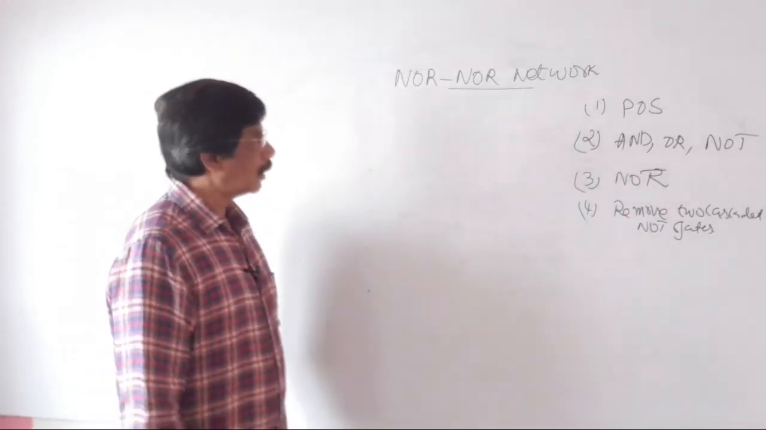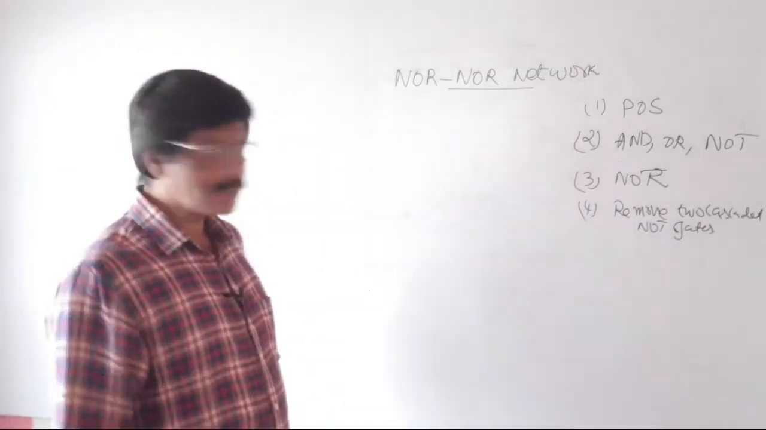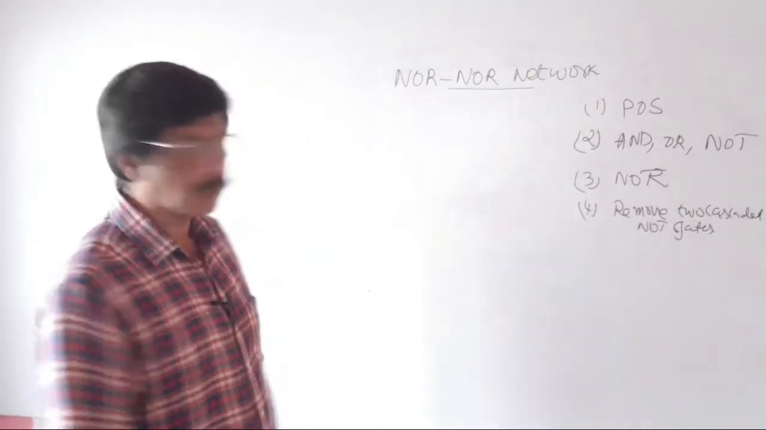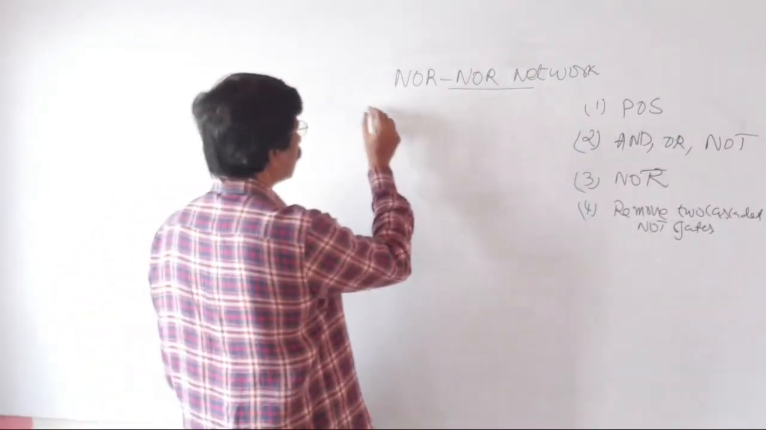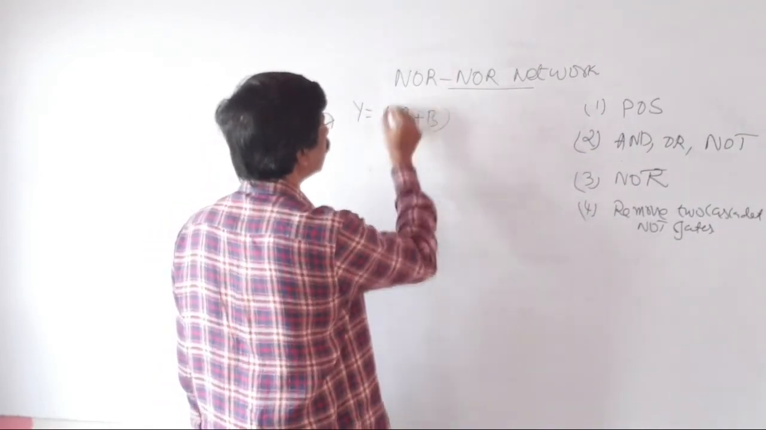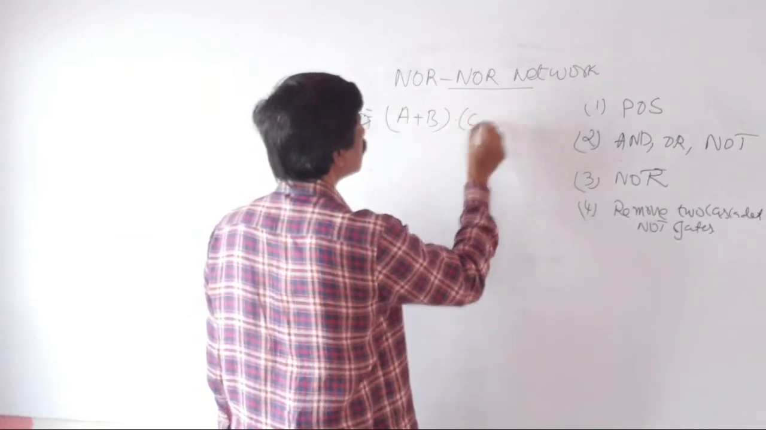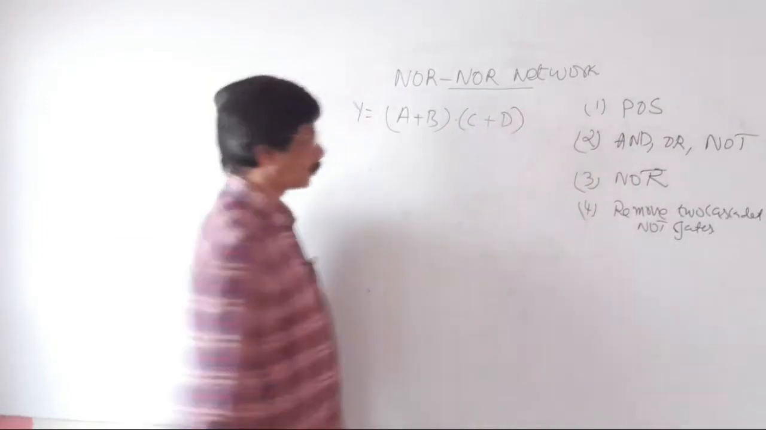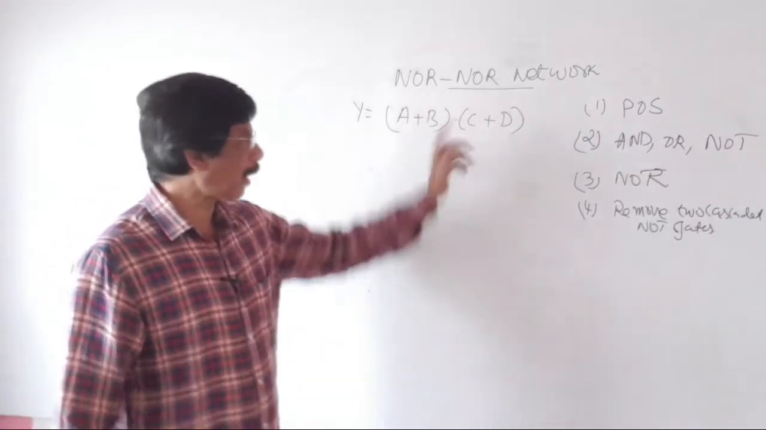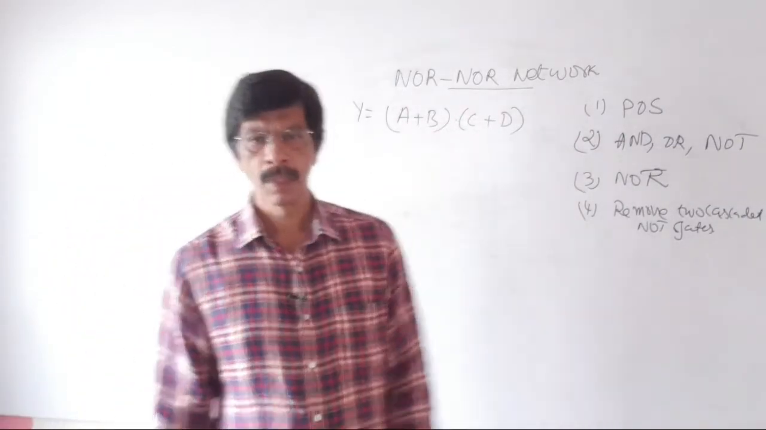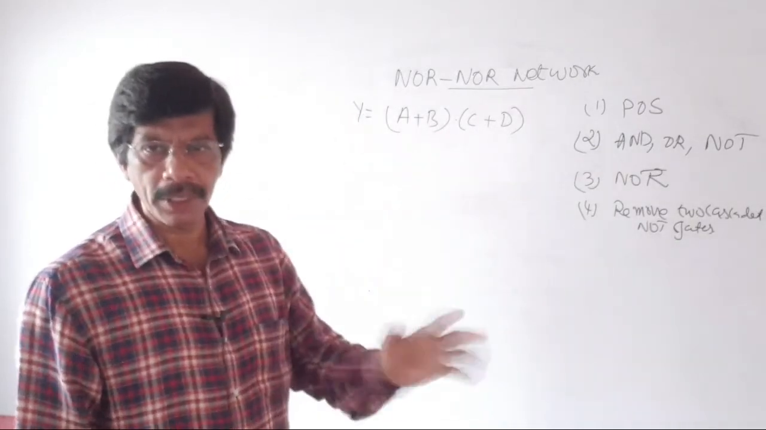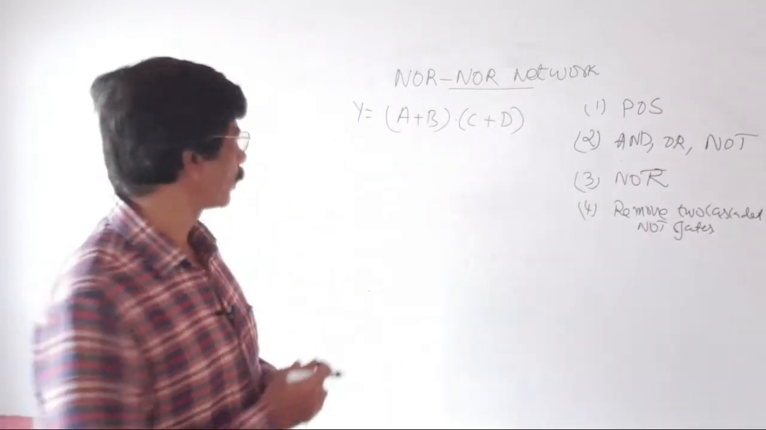Now, let us see what is the concept of NOR network. For that, you consider one equation, that is y is equal to (A plus B) dot (C plus D). This equation is in the form of POS, product of sum equation. Already this equation is in the simplified form, therefore no need of simplification.